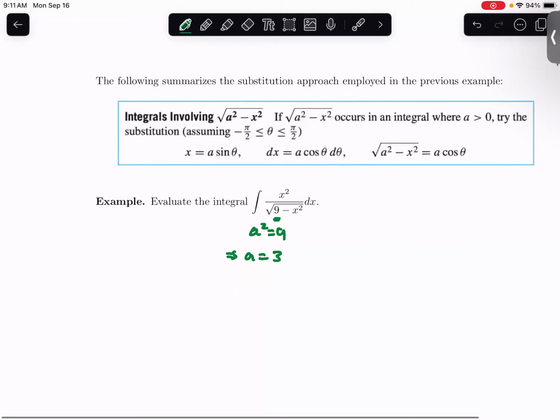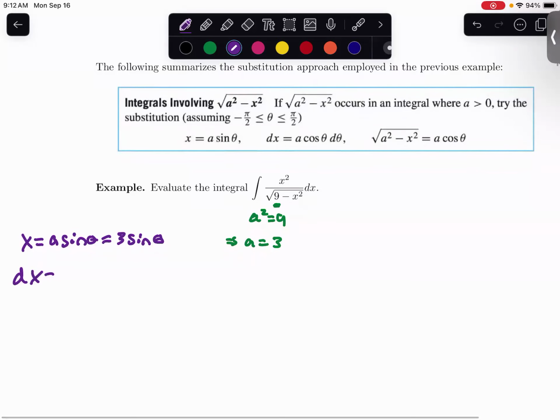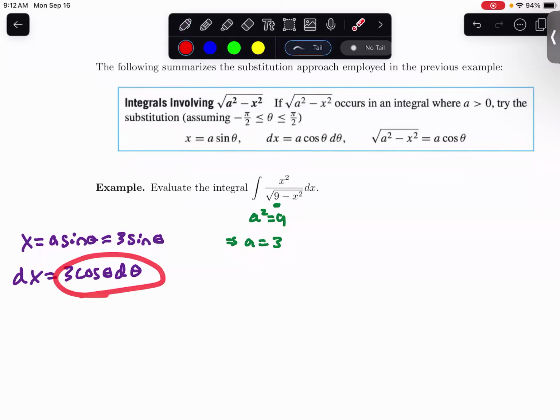Okay, once we know what a is equal to, we can make the correct substitution for x. We have something of the form a squared minus x squared, so we want to let x be equal to a sine theta. So x is equal to 3 sine theta, and then our dx is just going to be 3 cosine theta d theta. Now we plug in all of the terms involving theta into the original integral. If we do so, we get the following.